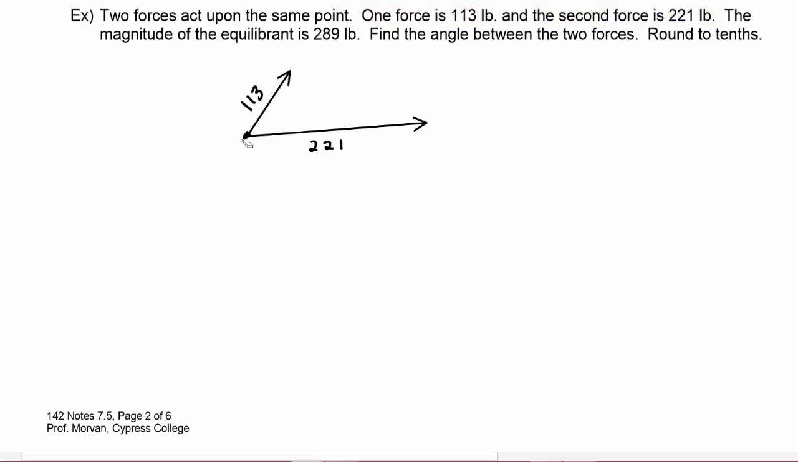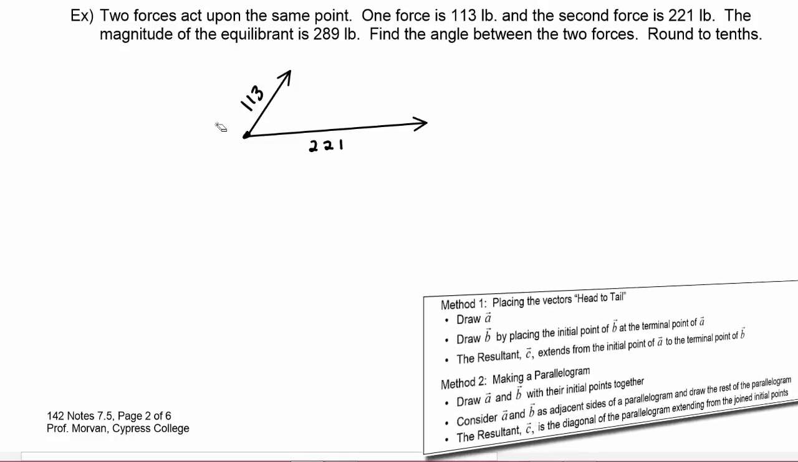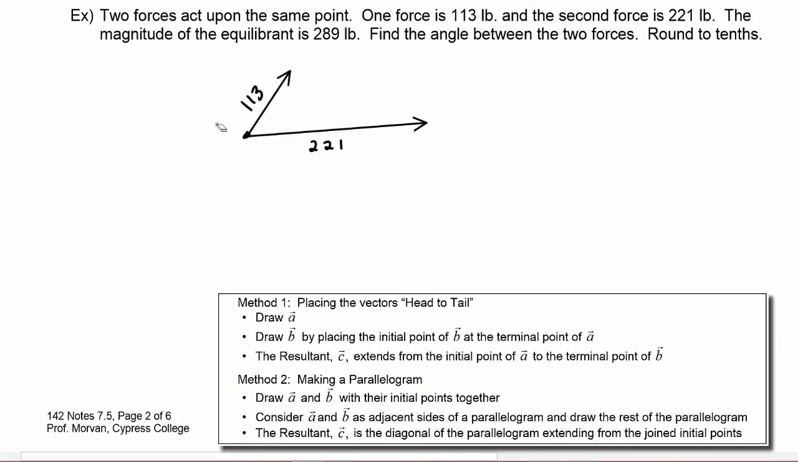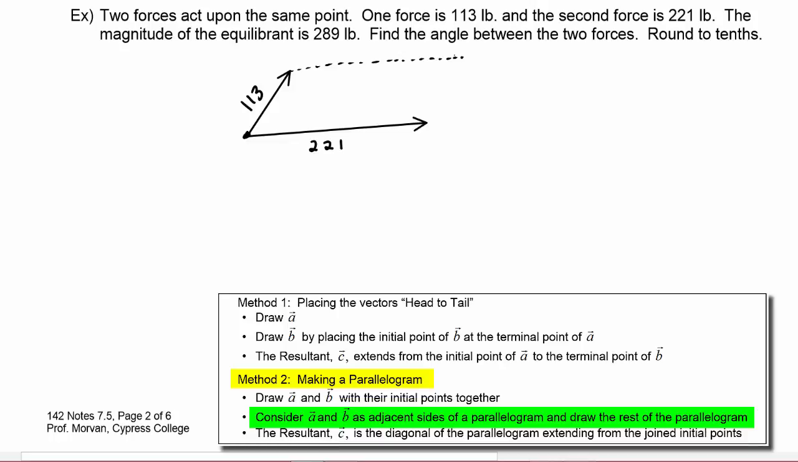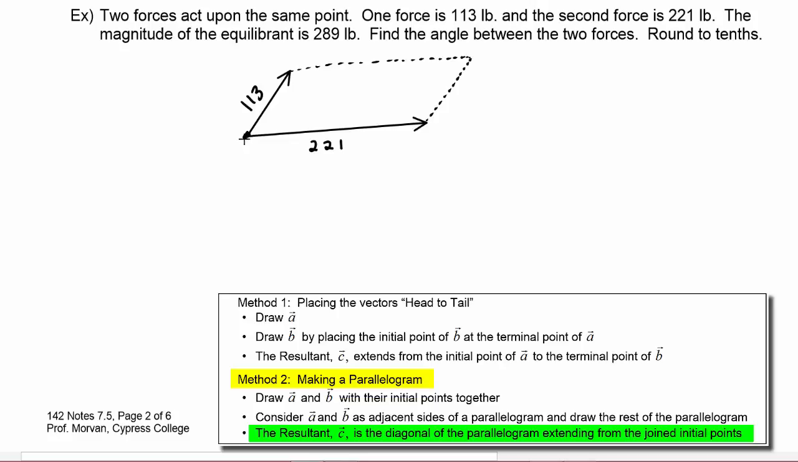Since these two vectors have their initial points together, we know we're going to be using the method where we make the parallelogram. So let's go ahead and dot in the opposite sides that have to be parallel and equal in length. And we know the resultant will be the diagonal of the parallelogram starting from the same initial points there. So we can label this vector R.